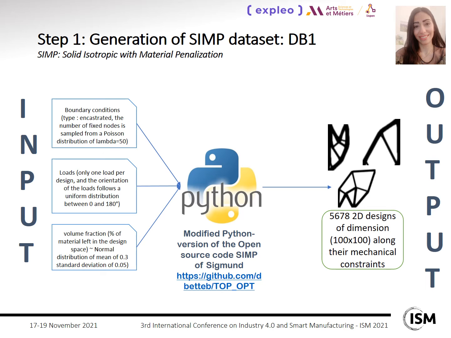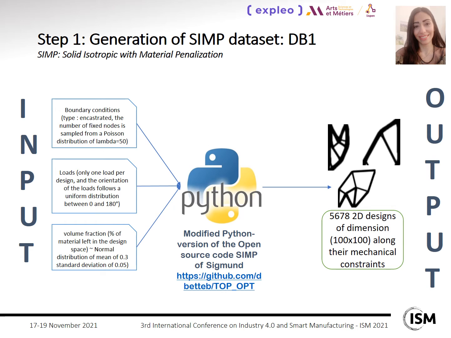Now, for step 1, to generate DB1, we sampled the mechanical constraints using the following strategies. We chose one type of boundary conditions, encastrated ones, such that the number of encastrated nodes follows a Poisson distribution of lambda equal 50. Also, we generate designs subject to only one load with an orientation following a uniform distribution between 0 and 180 degrees.